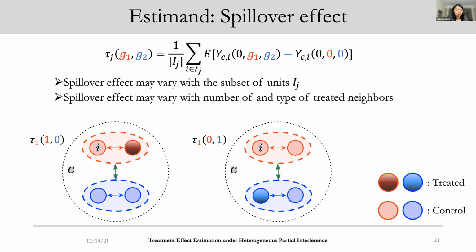As shown in this example, the spillover effects from the same gender may differ from the spillover effects from a different gender of the treated neighbor. And also the spillover effects may vary with the number of the treated friends.